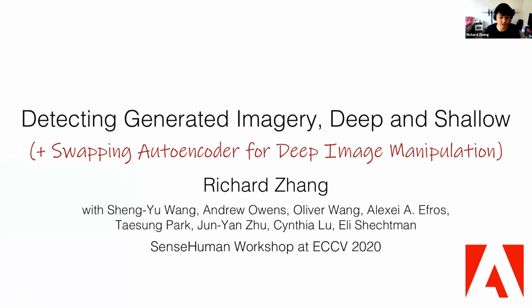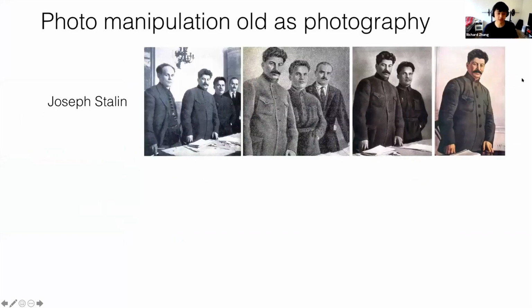So today we'll be discussing how to detect generated imagery, both from deep networks as well as what we call shallow fakes. And then given that, we'll also show a deep image manipulation method that we're also very excited about. Okay, but before we begin, an important thing to note is that photo manipulation is as old as photography itself.